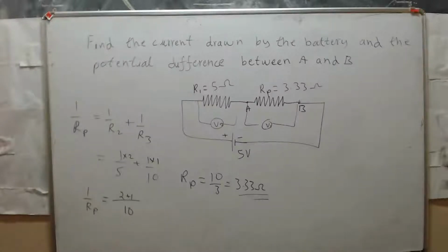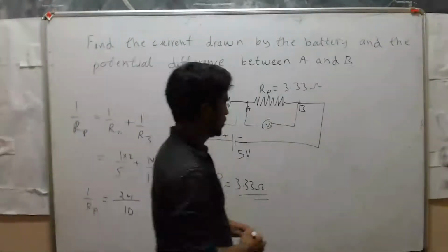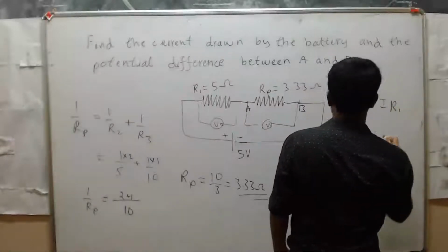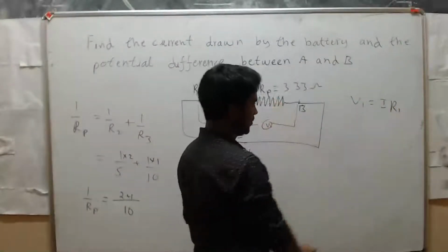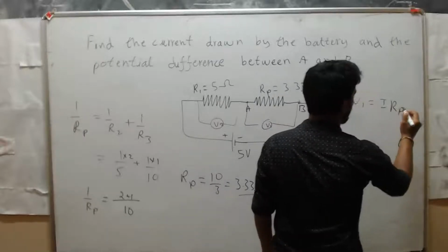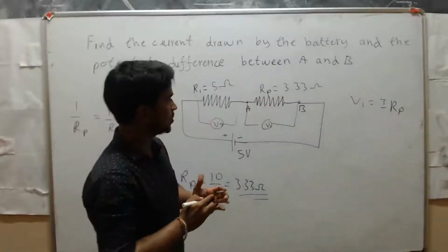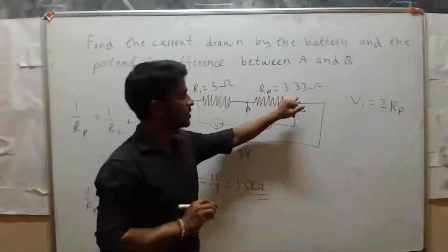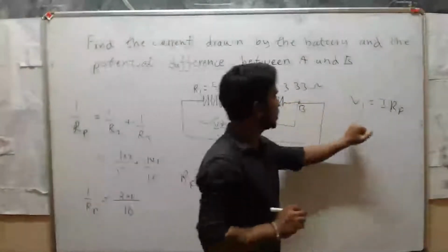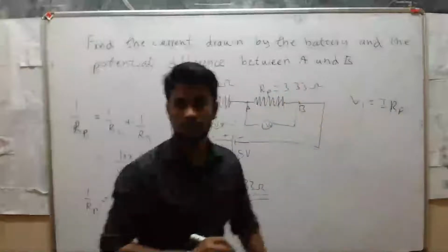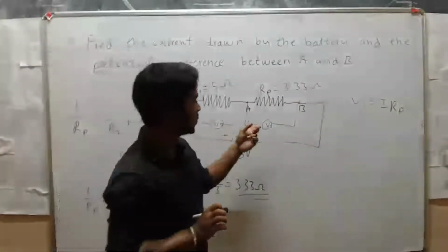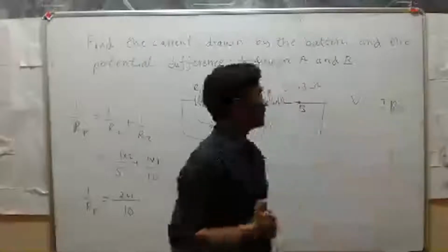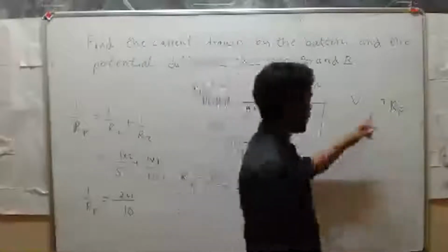So here to calculate V1, we know the formula, that is V1 is equal to I into R1. See, V1 means here RP, right? Here we need voltage across this resistor. So here we have to use the value of this resistor. So that's why V1 is equal to I into RP. Clear? We need voltage across this resistor. Okay? Yes. Now V1 equal to I RP.